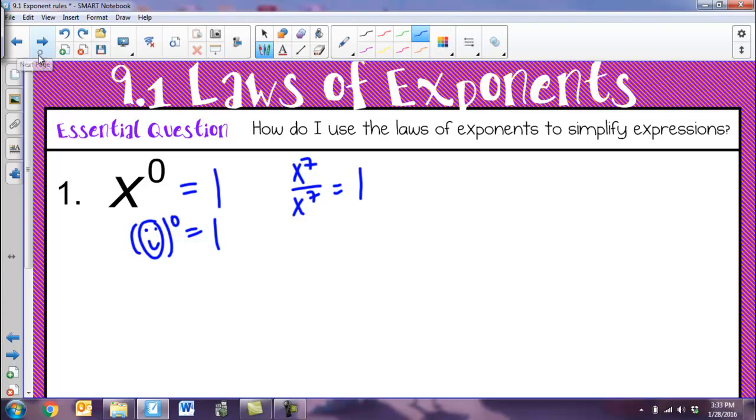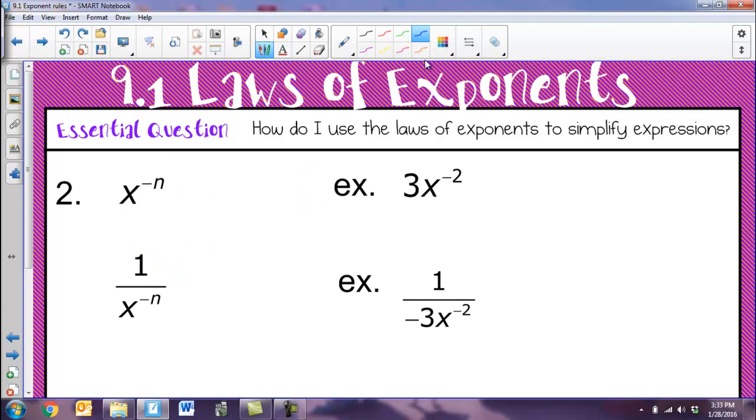Pretty straightforward. The next type of exponent rule that you talked about probably back in Algebra 1 was negative exponents. Whenever you have a negative exponent, you always are going to make these things into reciprocals. In order to change the sign on this, we can't leave a negative exponent. We have to cross the fraction line and take the reciprocal. So x to the negative n is the same thing as 1 over x to the positive n.